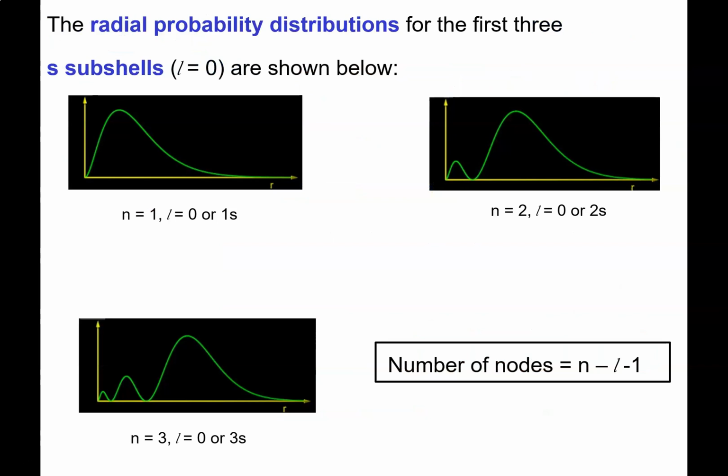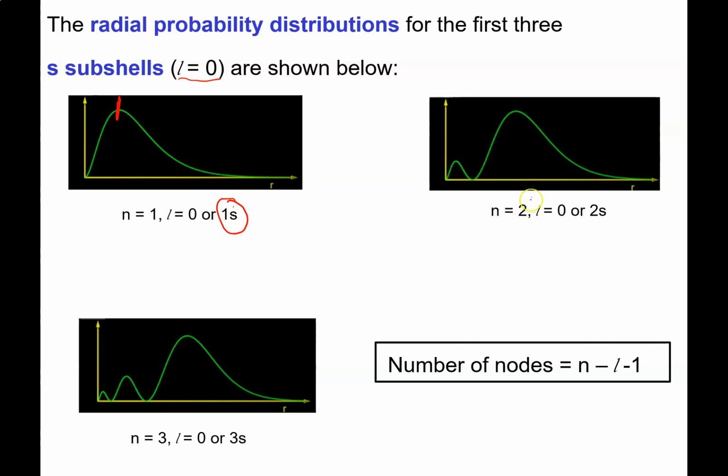So here are some radial probability distributions for the first 3 S subshells. So these are subshells that have L equals 0. So here we have N equals 1, that's the principal quantum number, L equals 0, or we'll write this in subshell notation as the 1s. And there we go, we have the position where it's most likely that the electron will be found, and that's going to be at the same radius as Bohr predicted in his model.